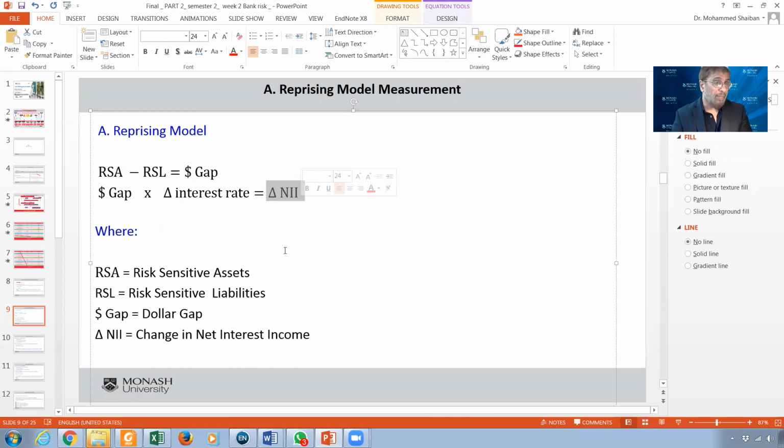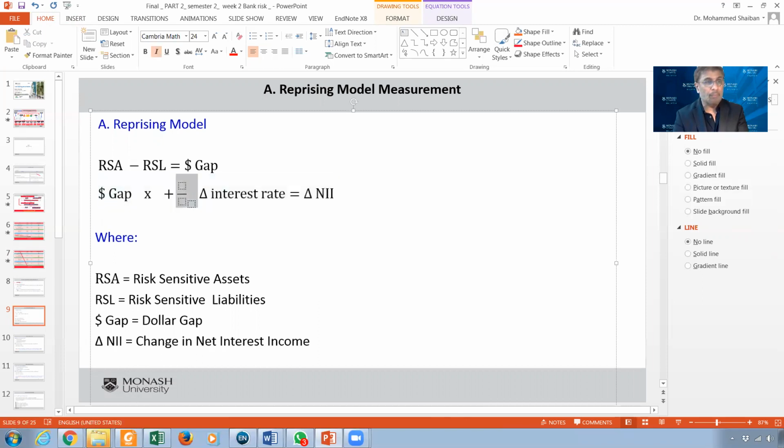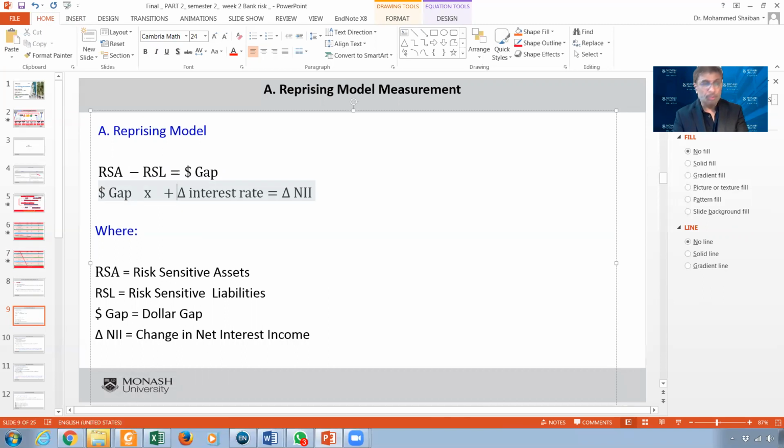So if you calculate this right, you don't have to worry about this. Just take the gap; if the interest rate increases, make it plus; if the interest rate decreases, make it minus. So a drop in the interest rate of 1%, you will make -1. An increase in the interest rate of 1%, you will make +1. So it's either plus or minus, as I told you, and then the gap is here. So the issue is calculating the gap.